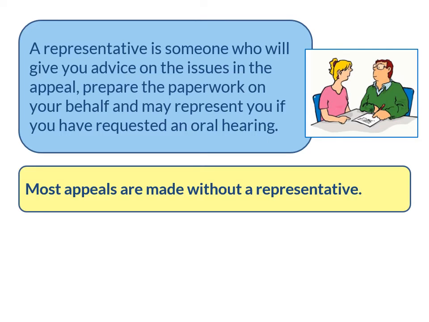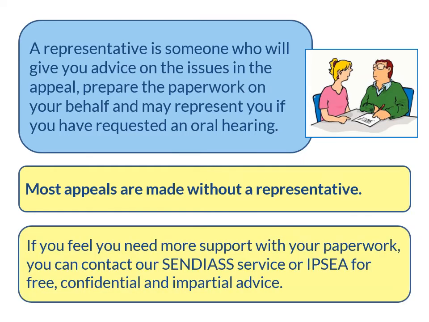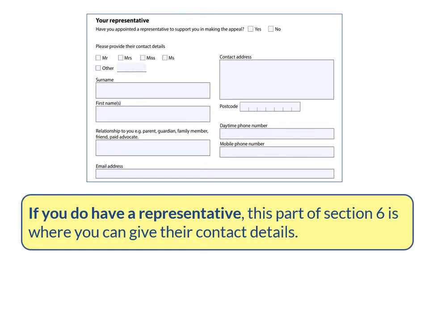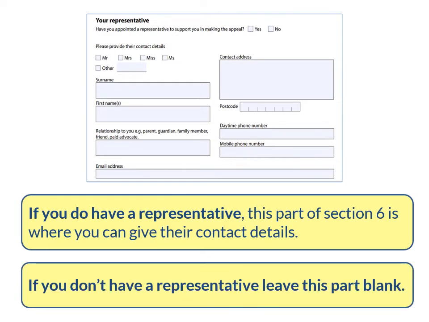Most appeals are made to the tribunal without a representative. Remember, refusal to assess appeals are mostly decided on the paper evidence without a face-to-face hearing. And if you feel that you need more support with your paperwork, you can contact our SENDIAS service or EHC for free, confidential and impartial advice. However, if you do have a representative, this is where you can give their contact details. If you don't have a representative, leave this part blank.